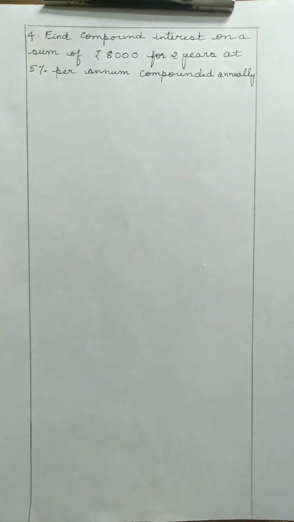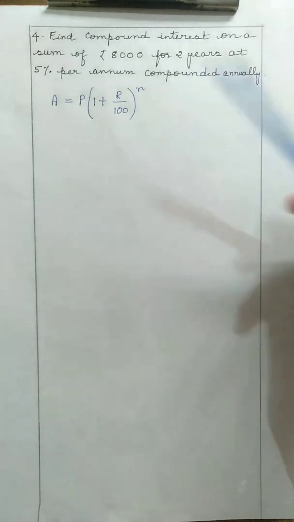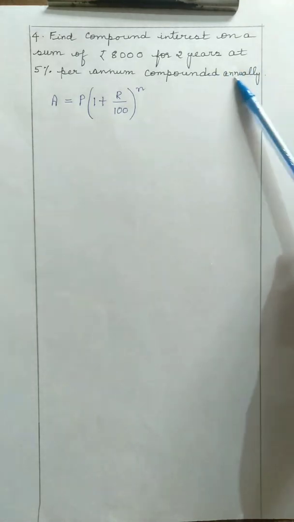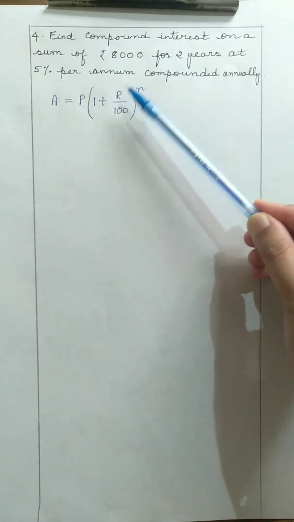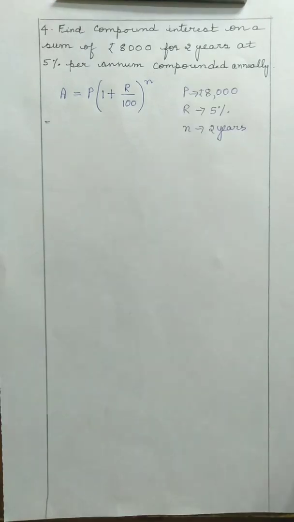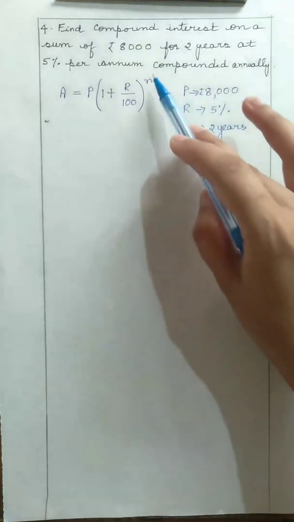Therefore, when we apply the formula, that is the amount when interest is compounded annually, we have the formula A is equal to P into (1 plus R by 100) whole to the power n. This is the formula used when we have to calculate the amount when interest is compounded annually, where P is the principal, R is the rate of interest, and n is the time period. Therefore, children, the principal P is equal to rupees 8,000, R the rate of interest is 5%, and n is the time period, 2 years.